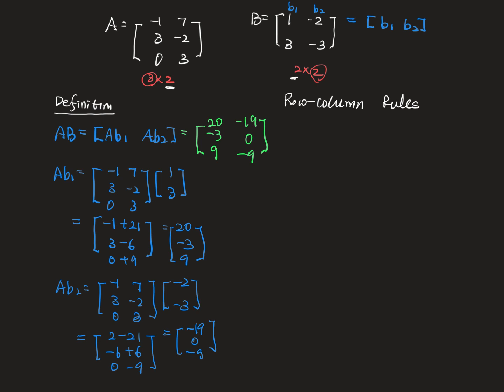So let's go to here. Matrix A: negative 1, 7, 3, negative 2, 0, 3. Here is 1, negative 2, 3, negative 3. Okay, let's do it, guys. Very carefully listen, okay?